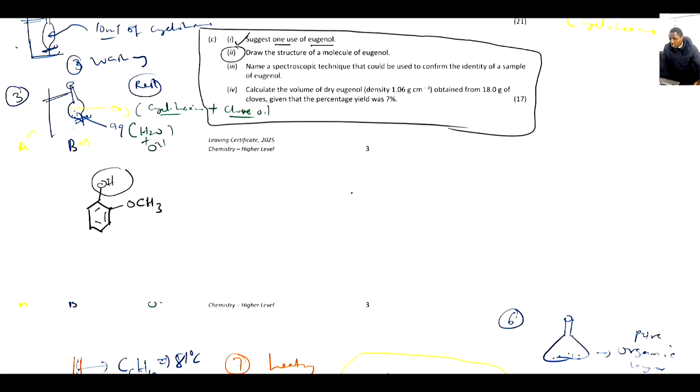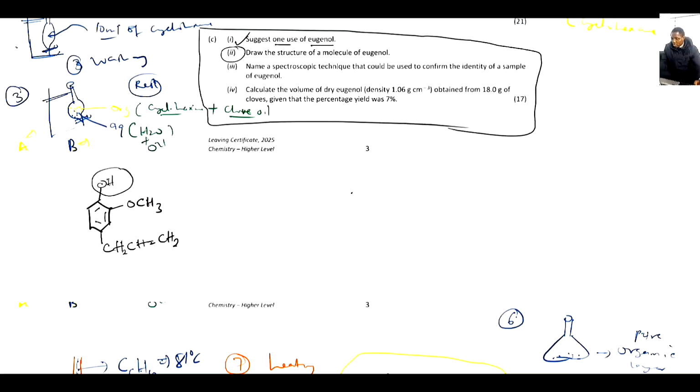And then in its para position, it has CH2 to CH double bond CH2, a propene group here. You can see it has a propene. So it has a unique structure. So this is in the ortho position and this is in the para position. You have to be careful of that. So this is the actual structure of it.